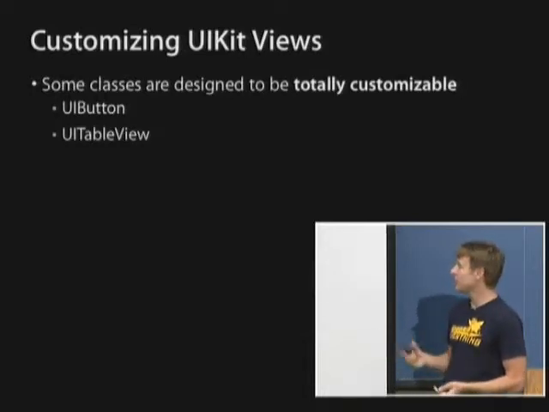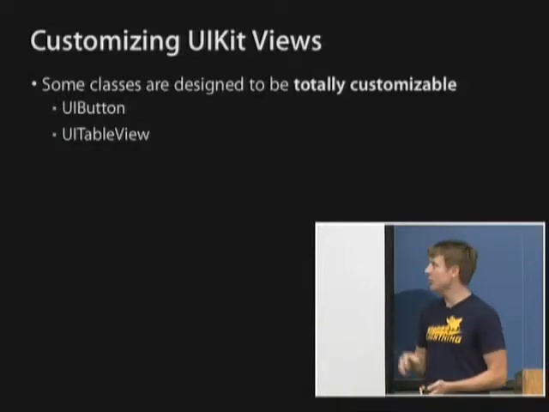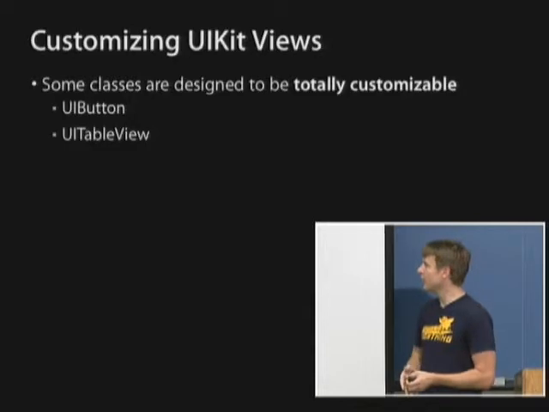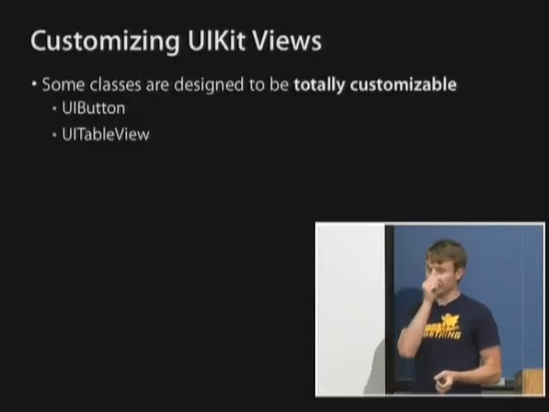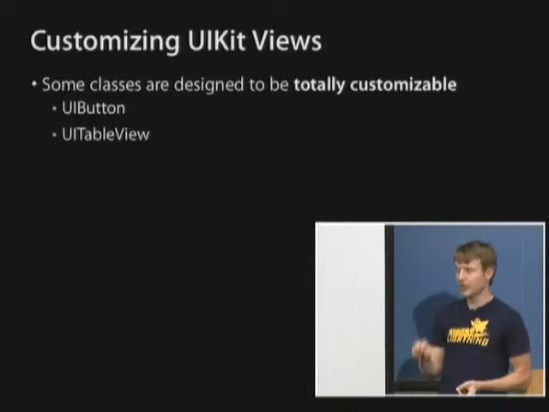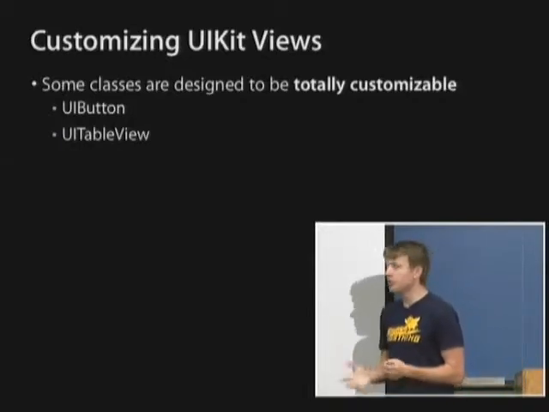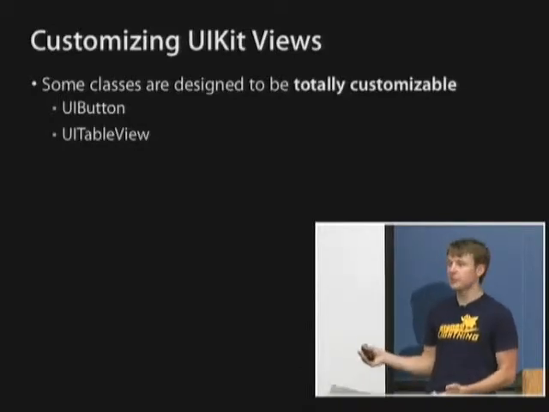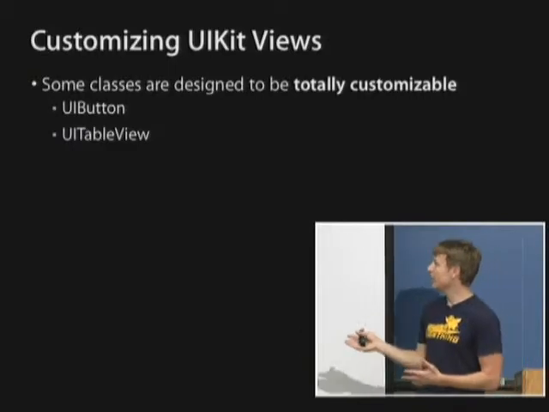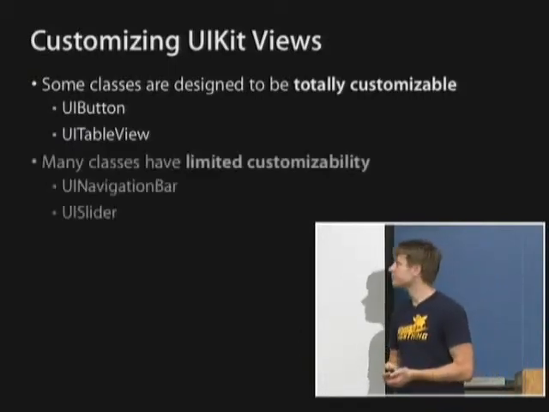So UI button, you can specify a custom background image. You can put whatever you want in that background image. You can have different images based on whether it's up or pressed or whatever. UI table view is another one where you specify the cells. You can specify the header views, the footer views, custom images for the section headers, section footers. You've probably seen some apps on the iPhone that are using table views without any of the stock table view art. So these classes are really designed to have their appearance customized in all sorts of ways by you.